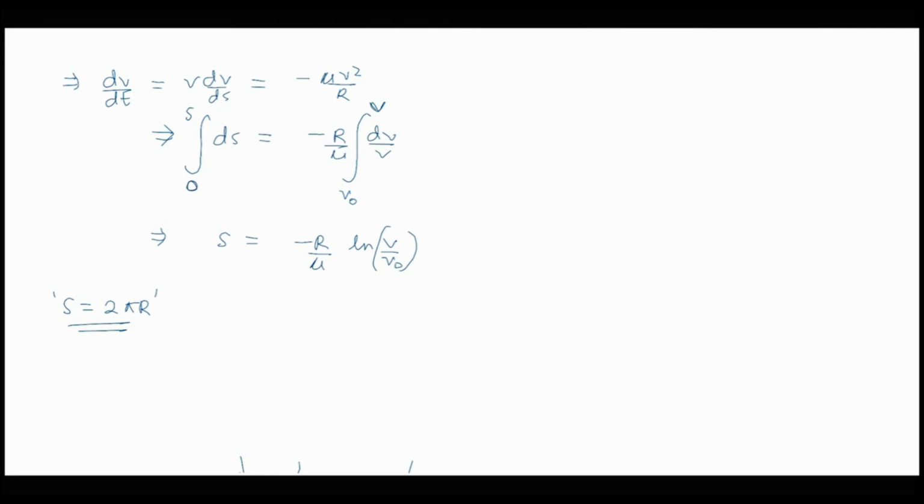So we can say that 2 pi r is equal to minus r by mu ln of v by v naught, and from here we obtain the expression for v as v naught e to the power minus 2 pi mu. So this is the final expression for velocity that we obtain: v is equal to v naught e to the power minus 2 pi mu.